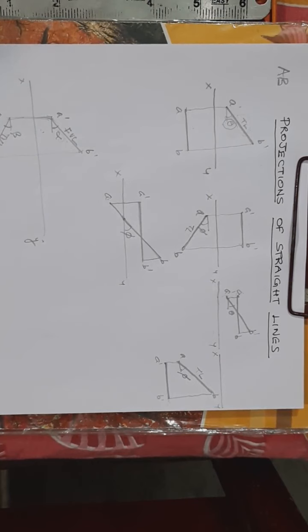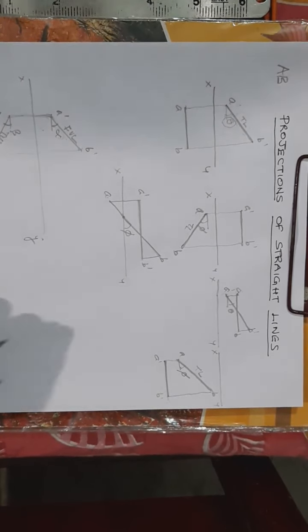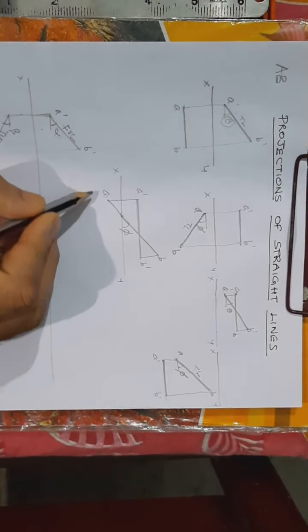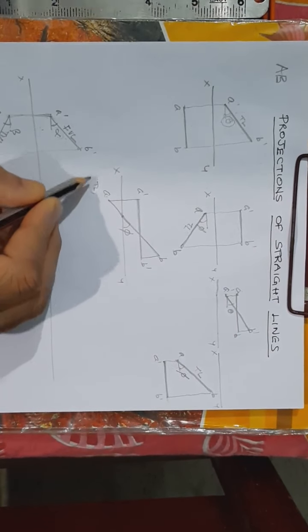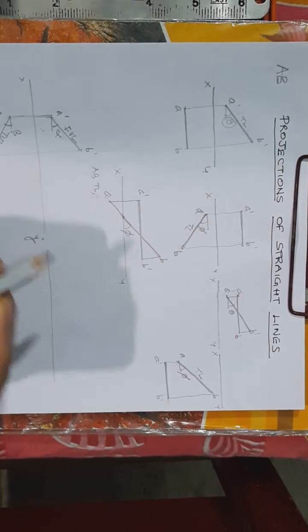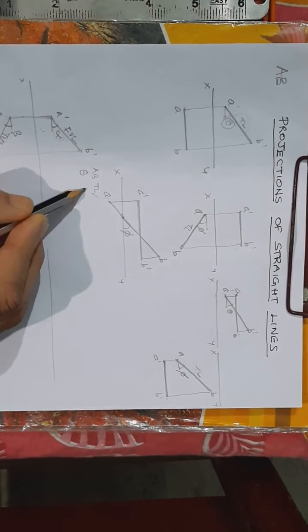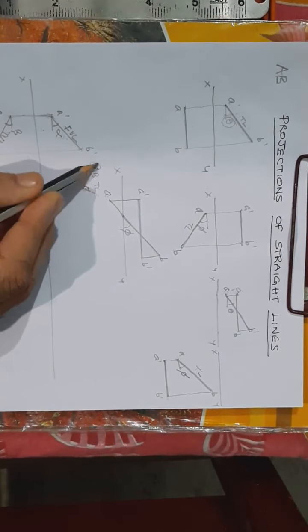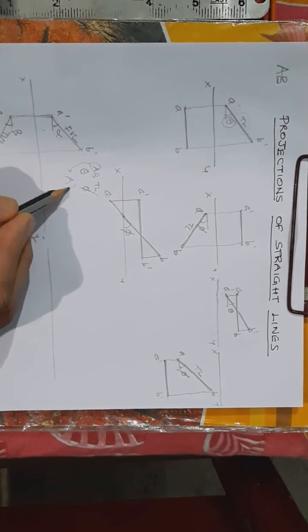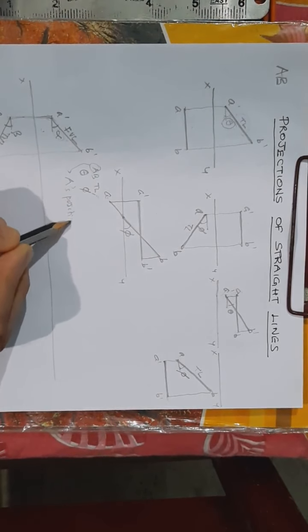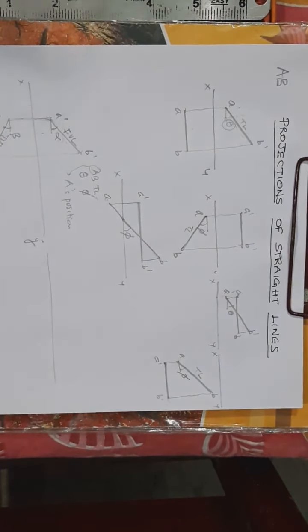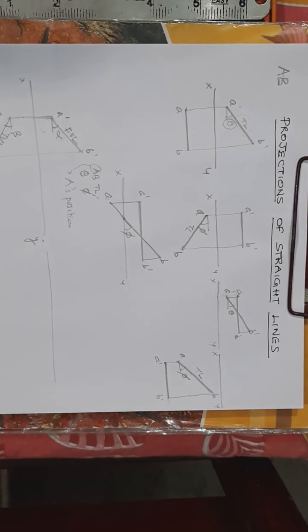Okay. How do we make the projections of a straight line inclined to both the planes? The simple step-by-step procedure that we have learned, I'll just discuss. Suppose we have been given a straight line AB, its true length is given, its inclination with HP and VP are given, and one of its ends, that is A's position, is given. So this is a very typical, simple, straightforward question which we can solve by simply following the procedure.